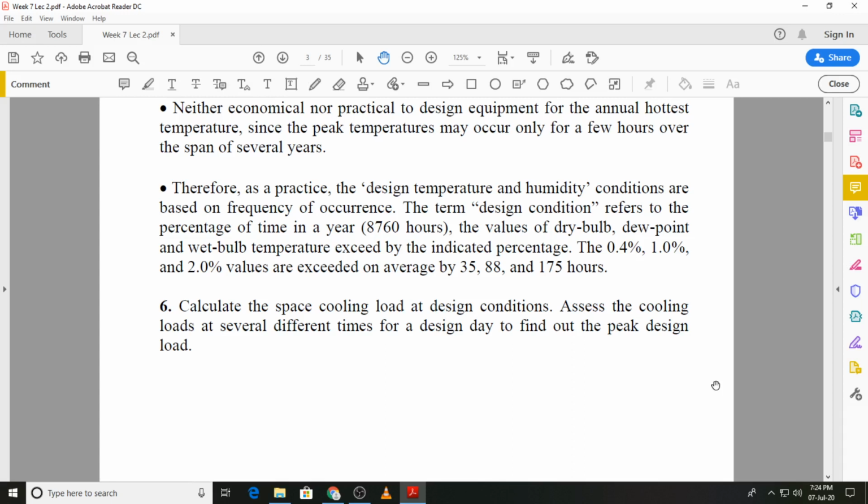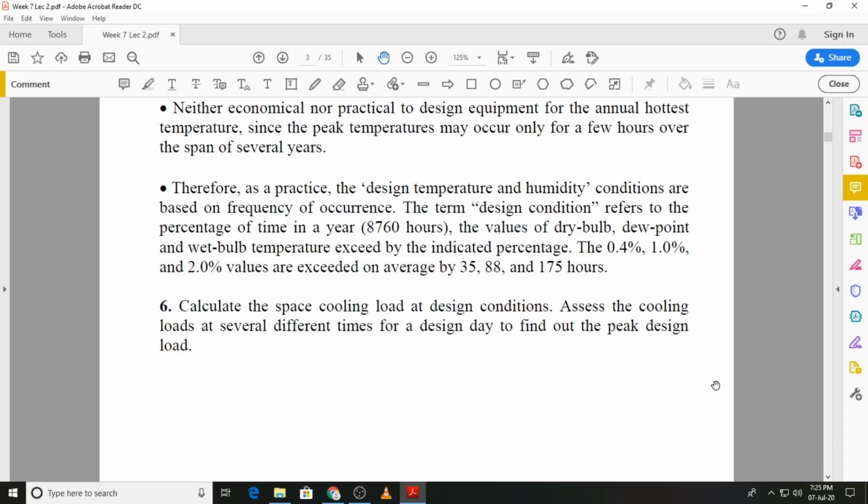Similarly, we can consider a frequency of occurrence of 1% or 2%. If we select a frequency of occurrence of 2%, it means that in a year, out of 8,760 hours, only 175 hours are such that our plant is not able to fulfill the load, that the load exceeds the design load. But it is possible, it's not necessary that it will happen. And that is the practice. When we look at the climatic data sheet, you will see that the outside design conditions can be decided based on these frequency of occurrence figures of 0.4, 1 and 2%.